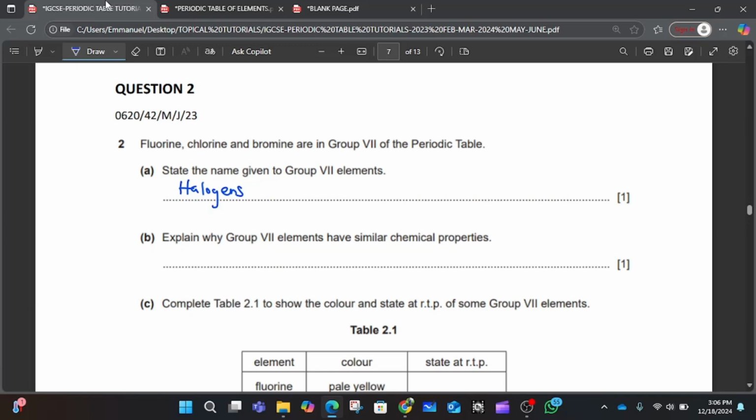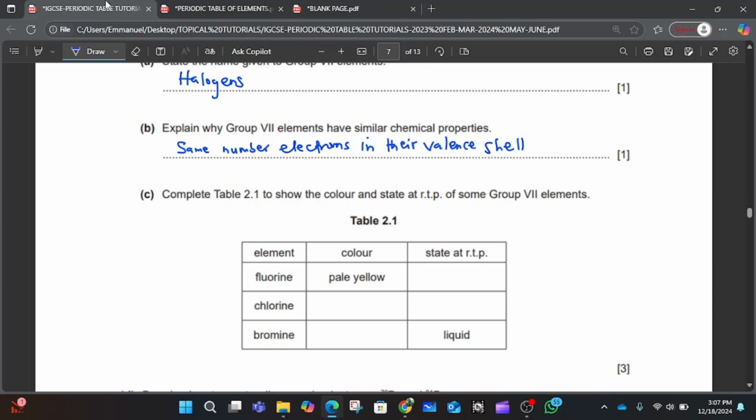So for you to have similar chemical properties, you should have the same number of electrons in your valence shell, because it is the valence shell electrons that you use in chemical reactions. And so that will determine your chemical properties. If you have the same number of electrons in the valence shell, it means you should be having similar chemical properties. C. Complete table 2.1 to show the color and state at room temperature and pressure of some group 7 elements.